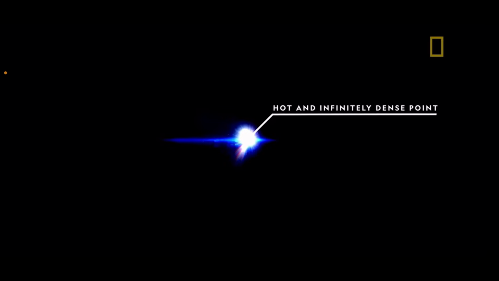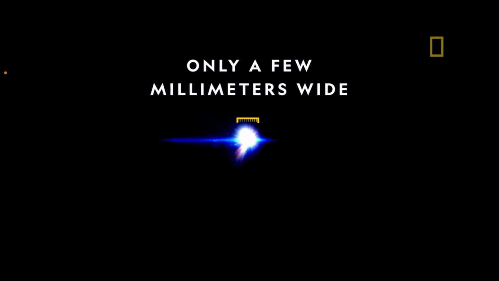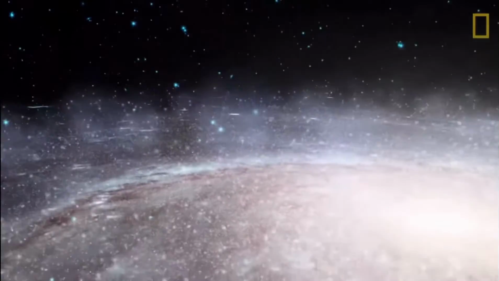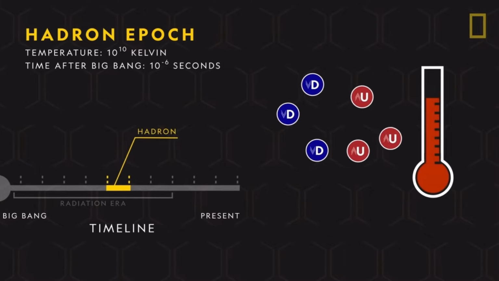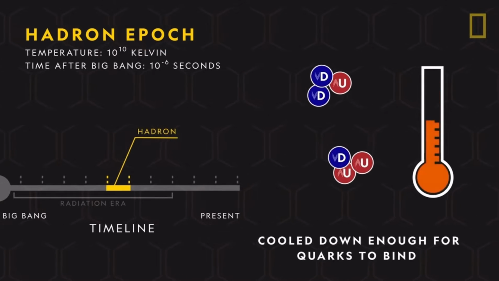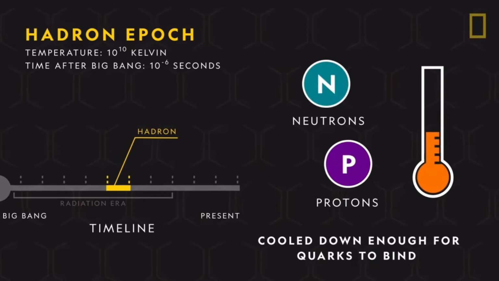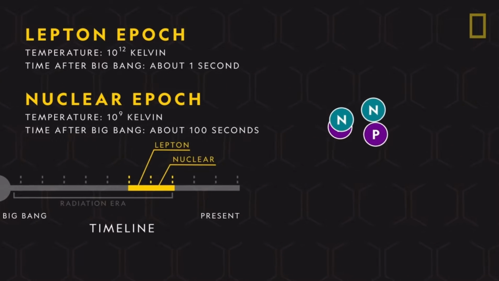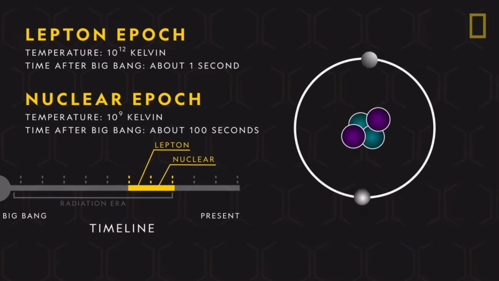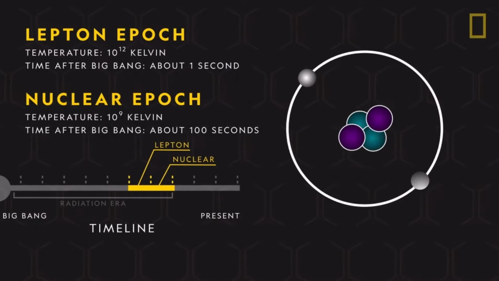The history of our universe started from a hot and infinitely dense point, only a few millimeters, to become a small universe to the vast. In the hadron epoch, the universe cooled down enough for quarks to turn into protons and neutrons. The protons and neutrons fused and created nuclei, which produced the first gas of our universe, helium.